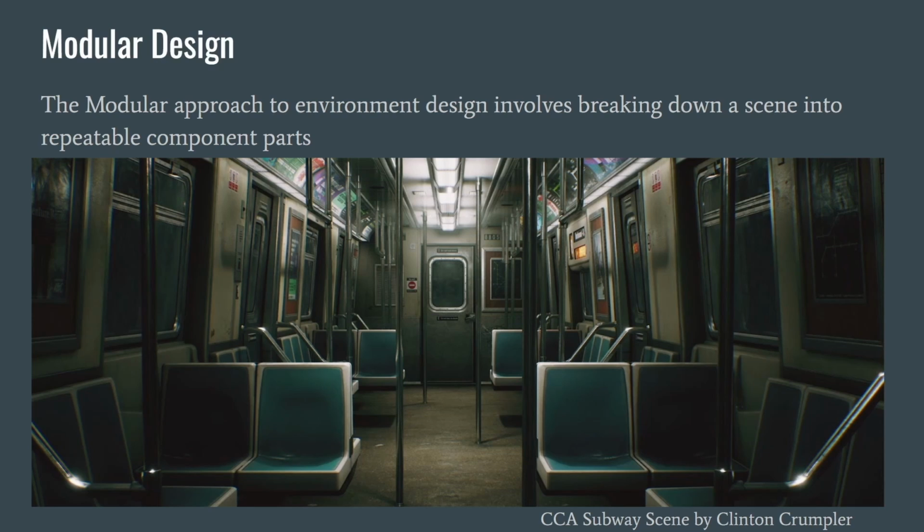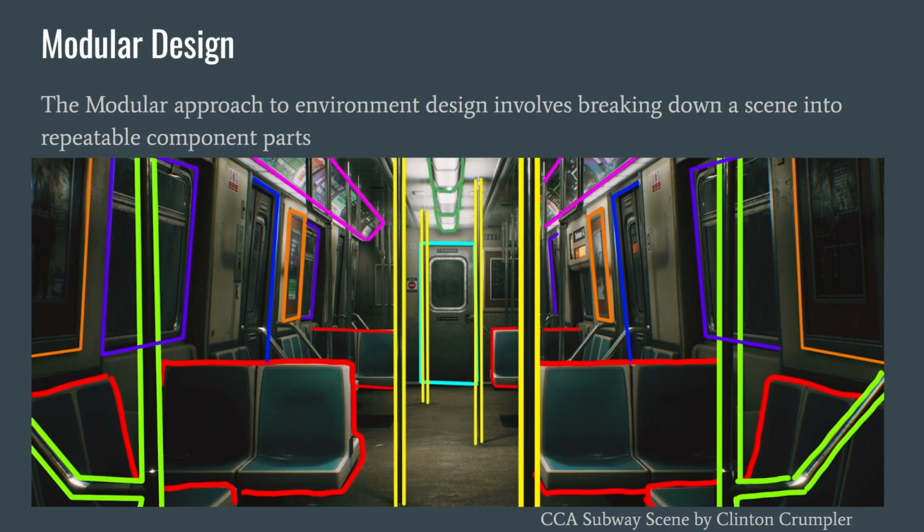Now, this example here is the CCA subway scene by Clinton Krempler. And we can tell this scene is modular in its design because we have a lot of repeating elements here that are using the same 3D meshes and textures. And just to illustrate this, I've done a quick draw over of just a few of the repeating elements here.